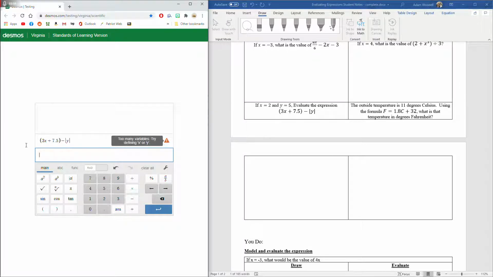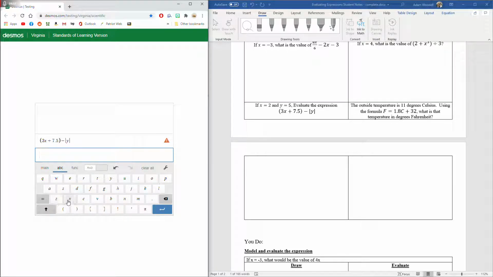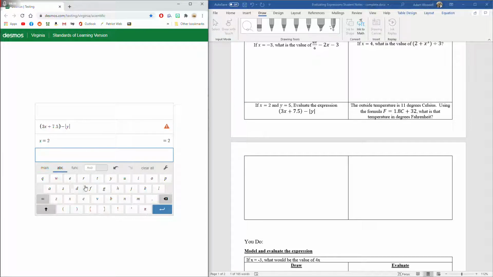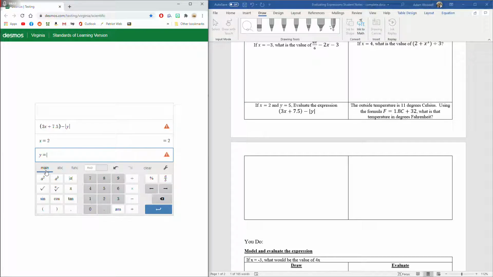I didn't get an answer because it's looking for an x and a y, and I didn't give it one. So I'm going to type in x equals 2. Again, it didn't give me an answer because I didn't tell it what y was. So let's go y equals 5, and there we go. Once it knows exactly what the variables are, it does that calculating instantly, and it gives you our answer of 8.5, which is what we had last time.